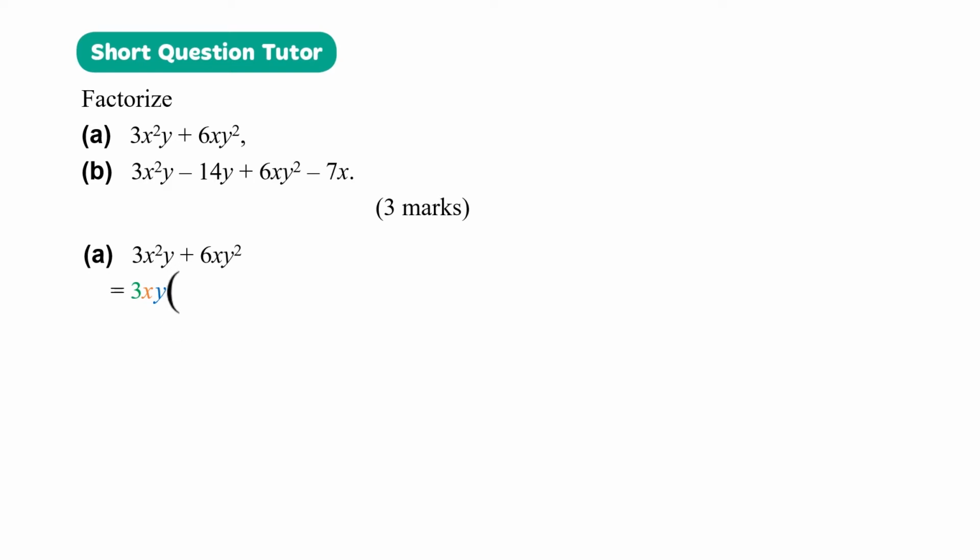Remember to write down an opening bracket. After taking 3xy out, we have x plus 2y. Write down a closing bracket. Then, we got the answer, 3xy times x plus 2y. 1 mark will be given for the correct answer.